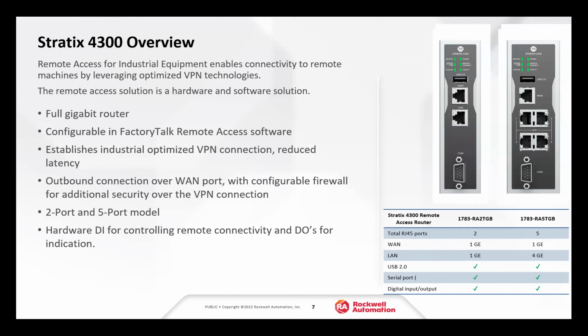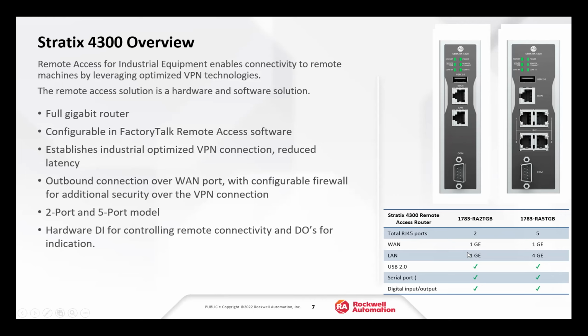The Stratix 4300 is the hardware component to enable the VPN to access the remote equipment. This is a full gigabit router installed in the remote equipment. This device is configured using remote access software. This establishes an outbound connection to the Rockwell cloud infrastructure. The Stratix 4300 also has configurable NAT, firewall, and internet sharing tools to allow for flexible network configurations on the remote equipment. There are 2 models available.